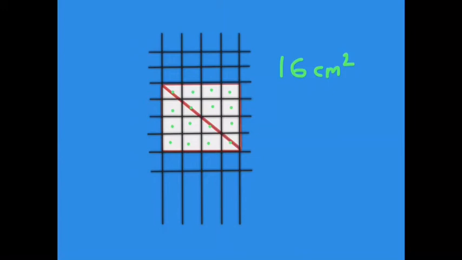Now don't forget what we said before. A right angle triangle is actually half of a rectangle. So what we need to do then is simply halve 16. So if you remember, 16 divided by 2 would actually give us 8 centimeters squared. So what we've found is the area, the approximate area of the triangle.